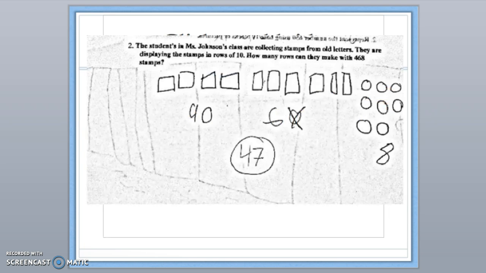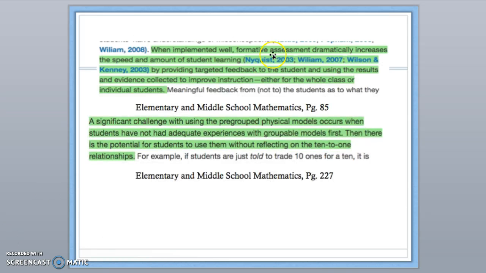For this student, I basically did a formative assessment. I observed her as she completed the 2 problems on her own, identified her misconception of place value, addressed the misconception, and completed the problem again with her using the base 10 blocks so she had a better understanding of how to solve it. As stated in our textbook, formative assessments dramatically increase the speed and amount of student learning. I used the student's results and evidence to improve the instruction. I also made sure the student could explain to me how she got the answer the second time so I knew that she actually understood what was going on.